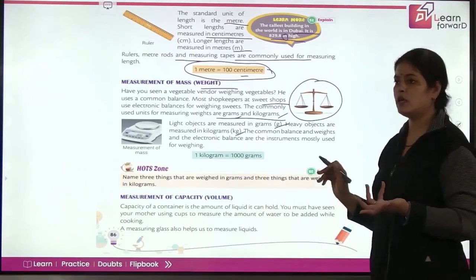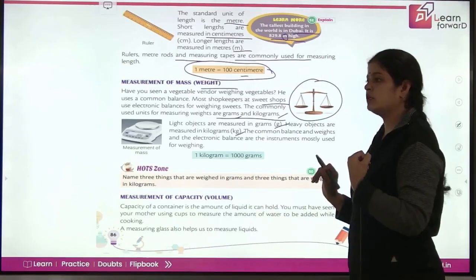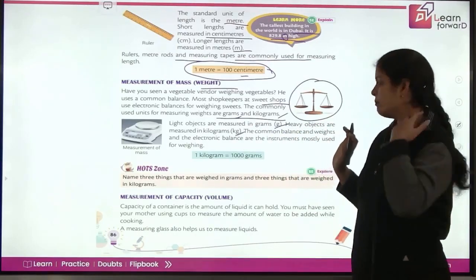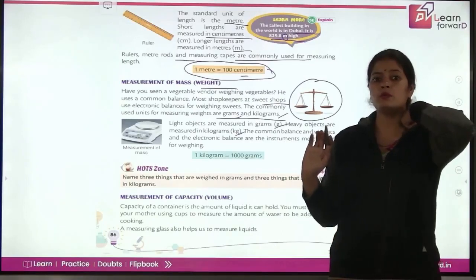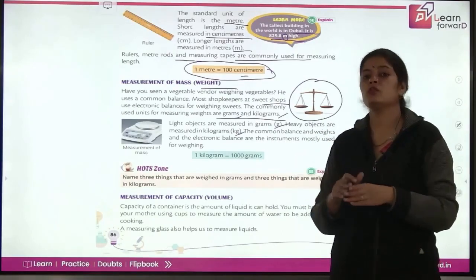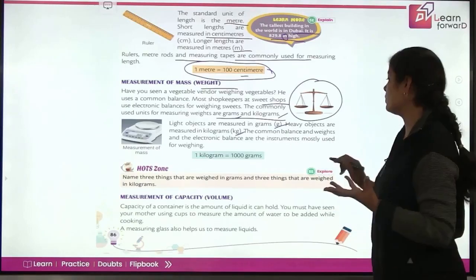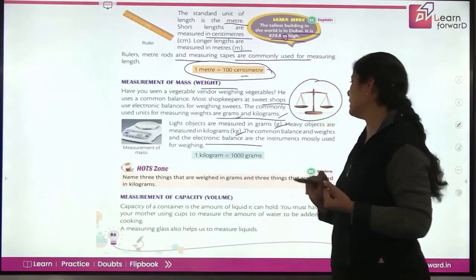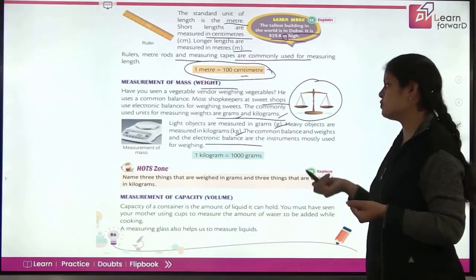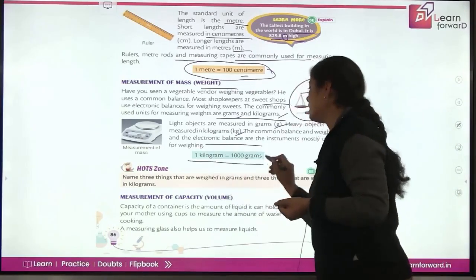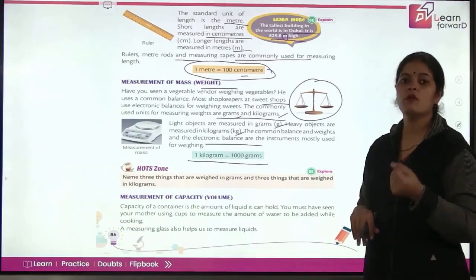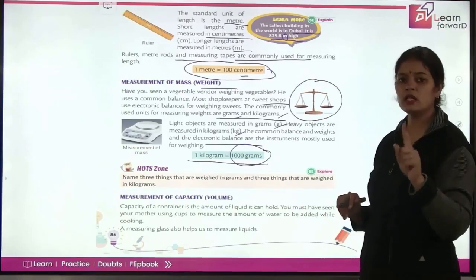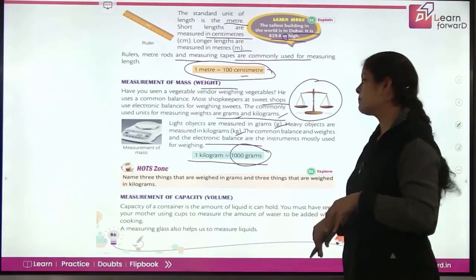If I have something in very small quantity, I can just have it in grams. The amount of salt that I use for my vegetable is not in kgs, it is only in grams. So the common balance and weights and the electronic balance are the instruments mostly used for weighing. Here again another measurement that they have given is 1 kilogram. 1 kg is equal to 1000 grams, means in 1 kilogram 1000 grams come.